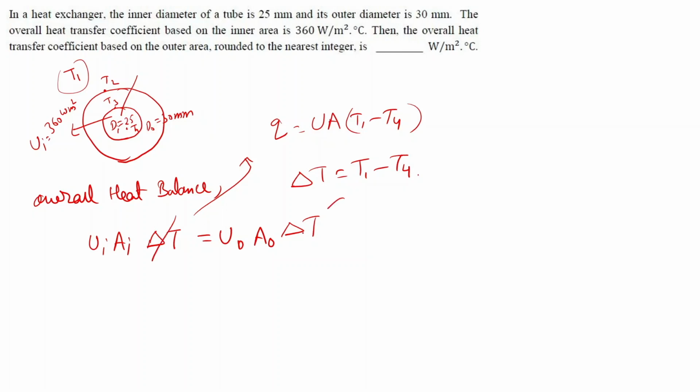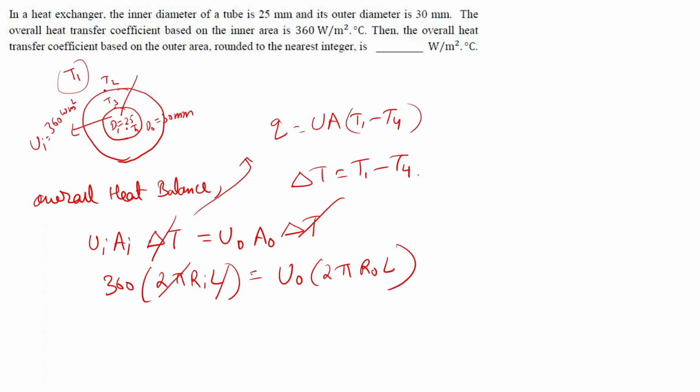Now this delta T we can cancel it out. UI we have been given as 360. AI we can write as 2 pi inner radius Ri into L, is equal to U naught, which we have to find, into 2 pi R naught into L. 2 pi L will get cancelled out and we will get U naught is equal to 360 into Ri upon R naught. We will replace the values of Ri and R naught, which are given as 25 and 30.